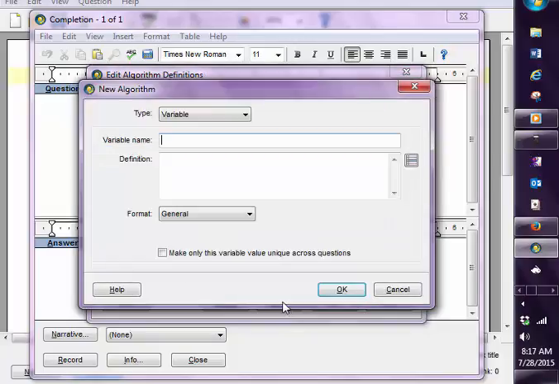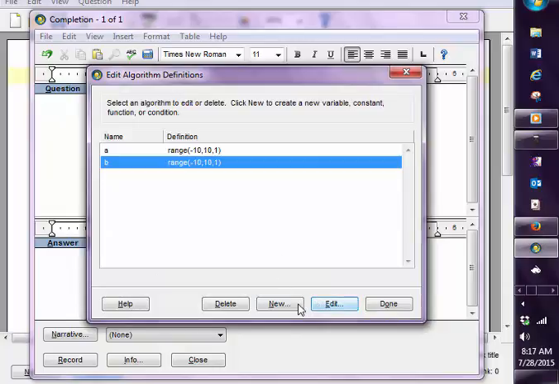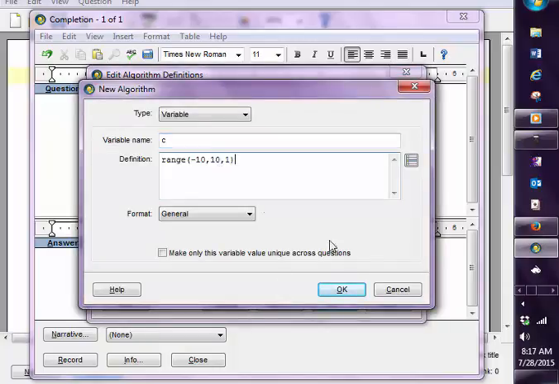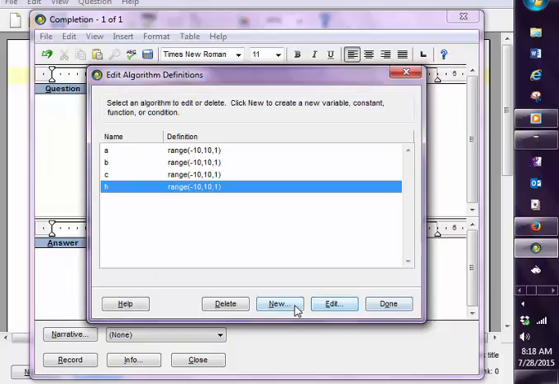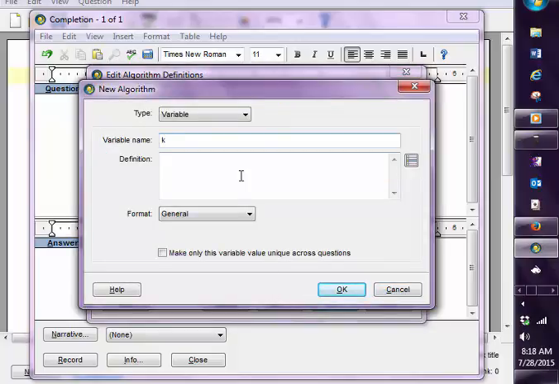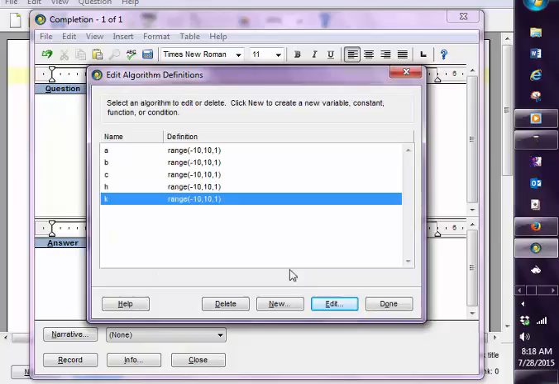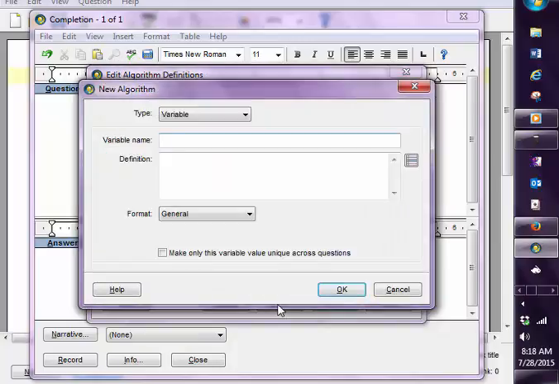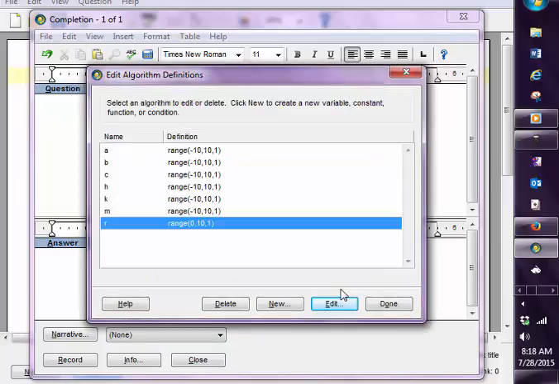And then B also does, and C also does, and H also does, and K, and M, and R. Let's just make R go from 0 to 10 since the radius of a circle can't be negative.